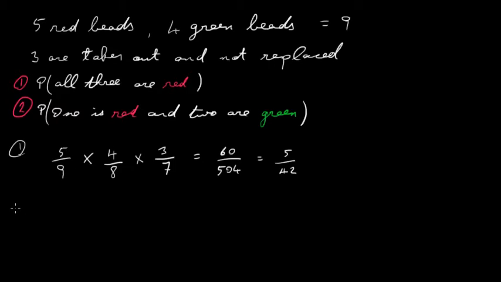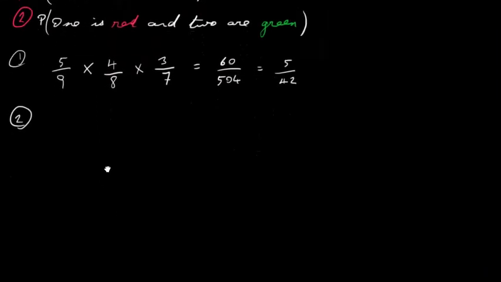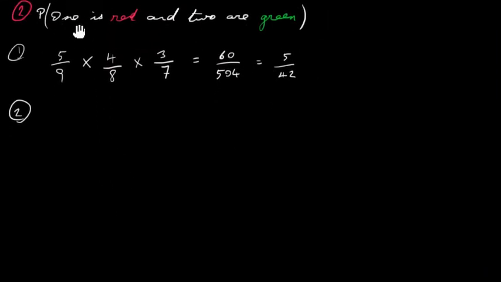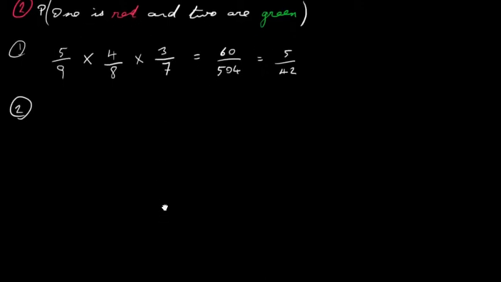Let's have a look at question 2. Now, in this particular case, I'm going to use a tree diagram to work out this probability here. So I'll just give myself some room here. We want the probability that 1 is red and 2 green. So we want 1 red, 2 green. So I'm just going to draw a tree diagram here first to represent what's actually happening here.